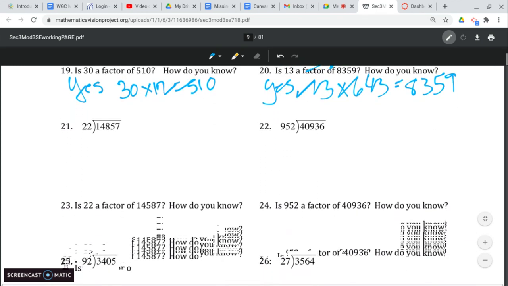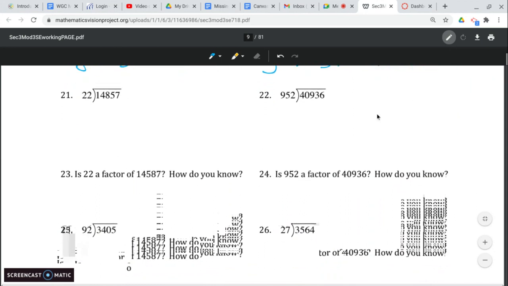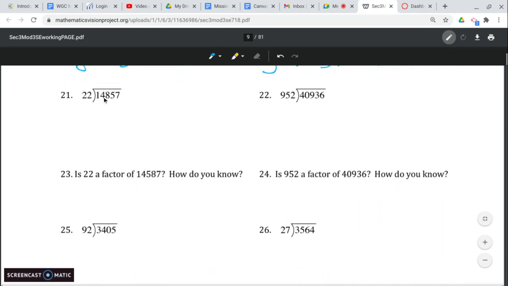All right, the next one we're going to look at, number 21. Can 22 go into 14? No. Can 22 go into 148? Yes. It could go in 6 times. So 22 times 6 is 132. Put our 6 up there. 132. Subtract those. So 148 minus 132 is going to give us 16. Bring down our 5. How many times can 22 go into 165?